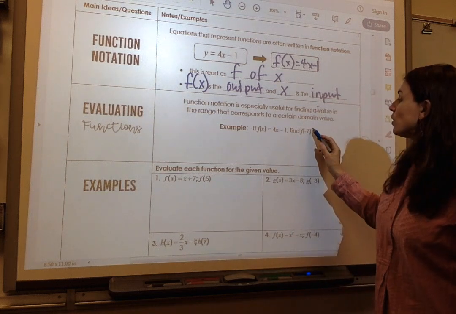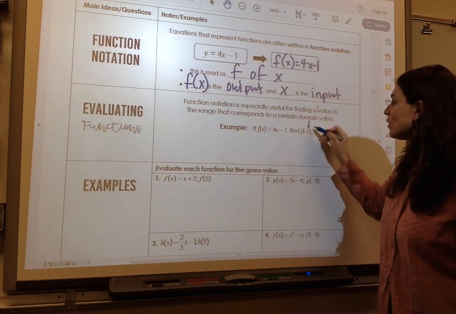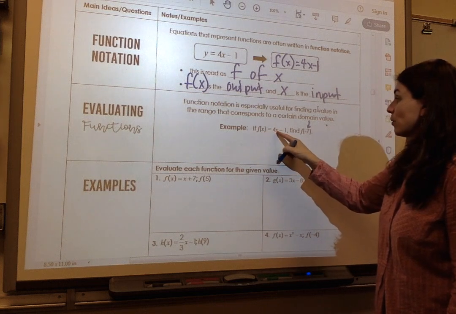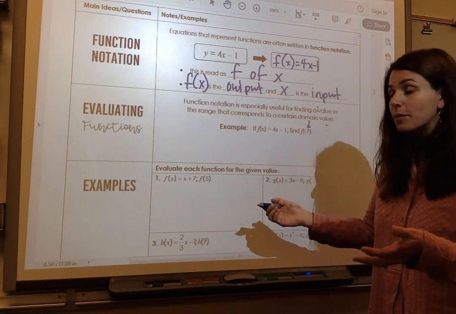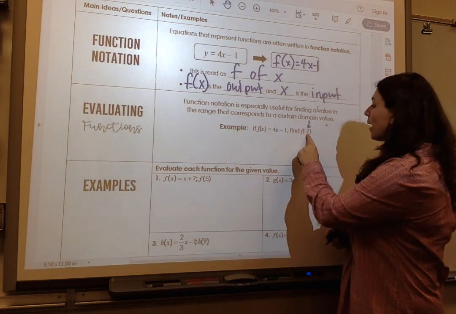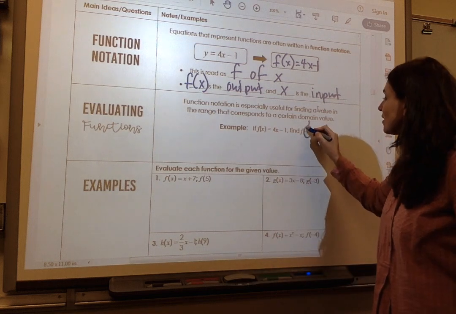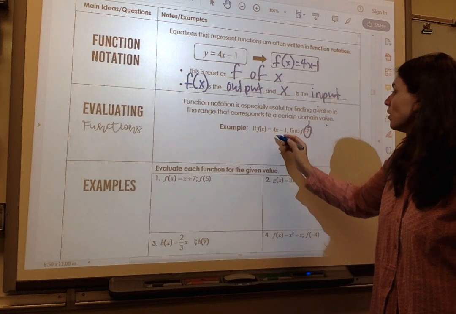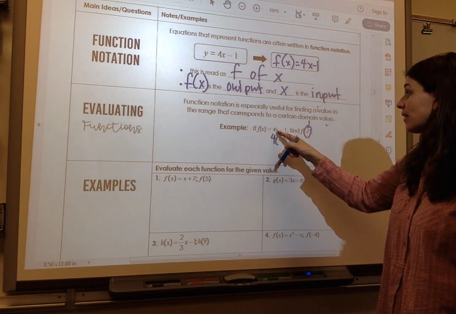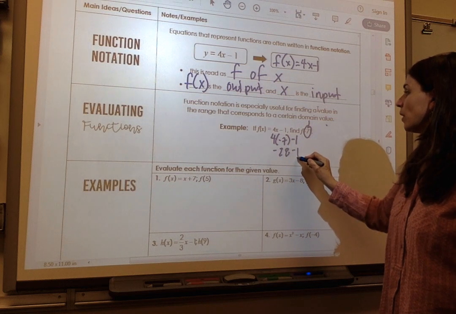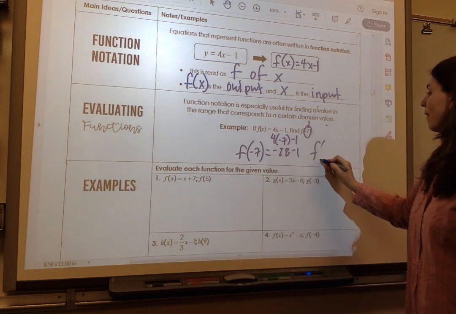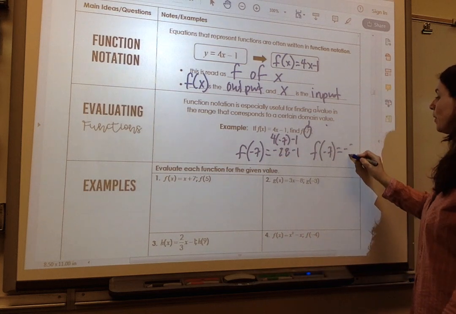So if I want to evaluate, this is still my x value, right? It's read f of x equals 4x minus 1. So function notation comes into play because it's asking, okay, find my output when my input is -7. So it's still saying, find your output when x is -7. So when x is -7, I get -28 minus 1. And so now, when x is -7, my output is -29.